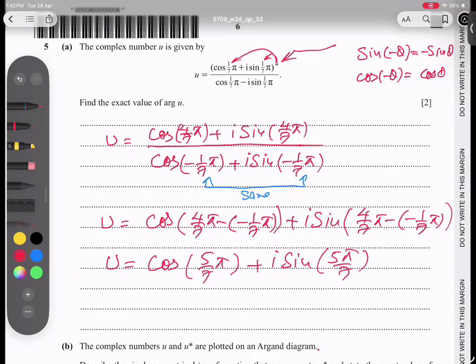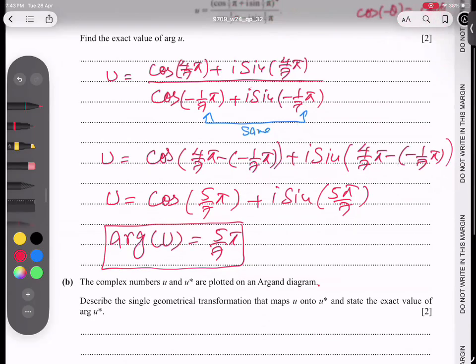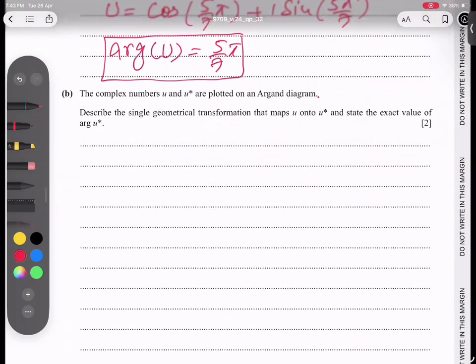Okay, clear. He was asking for the exact value of the argument. So we can say that the exact value of the argument of u is very clear: 5 over 7 pi. I hope so. The point is very clear. Okay. You can do another format, but I think this is an effective way. Let's go for the next question. The next part of the question is: the complex numbers u and u star are plotted again on an Argand diagram, describe the single geometrical transformation that maps u to u star, and state the exact value of the u star argument.